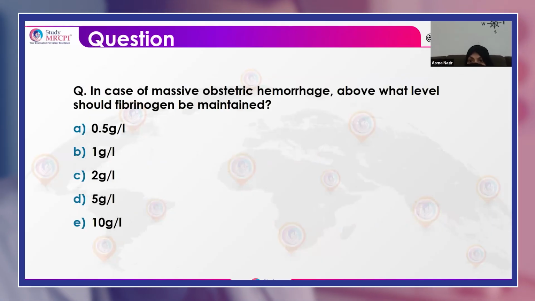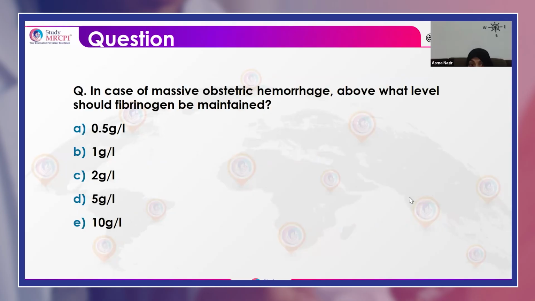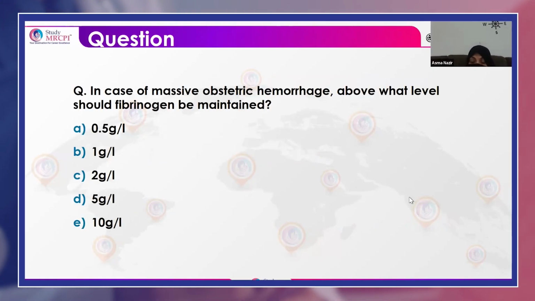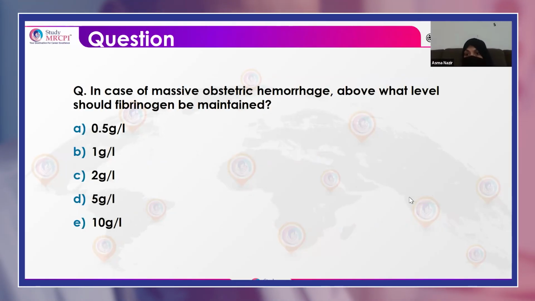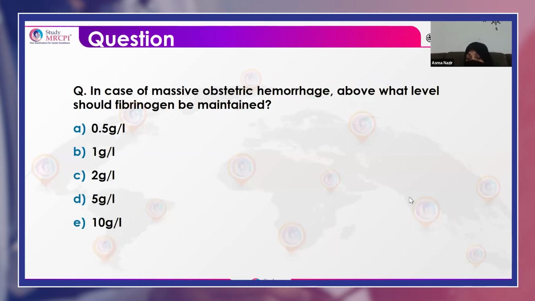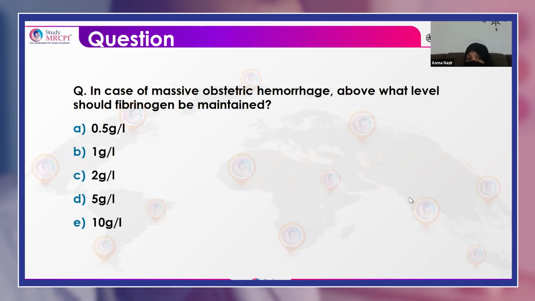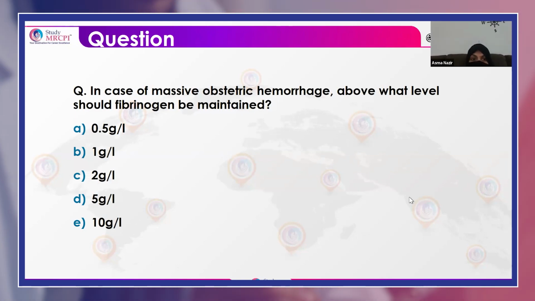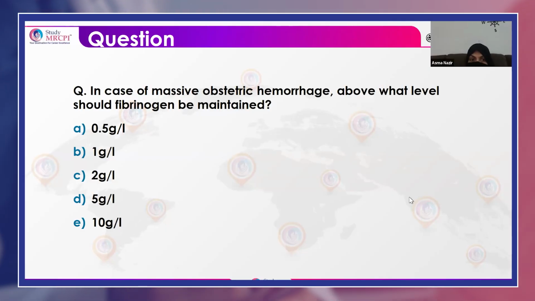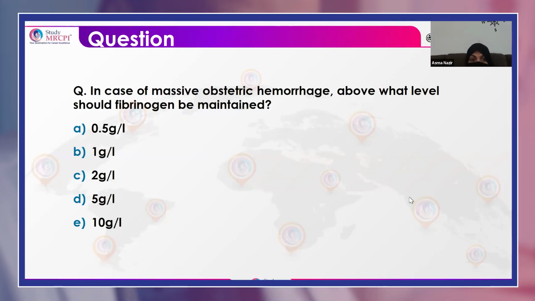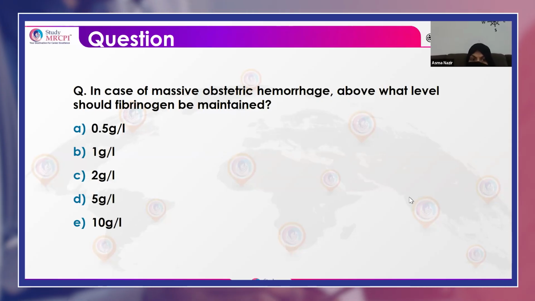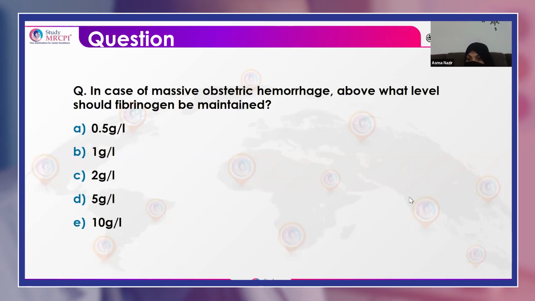Second question regarding this. In case of massive obstetric hemorrhage, above what level should fibrinogen be maintained? We have just gone through this in postpartum hemorrhage also, at what level we have to maintain the fibrinogen levels. Let's see the options. Option A is 0.5 gram per liter, B is 1 gram per liter, option C 2 gram per liter, D is 5 gram per liter, and option E is 10 gram per liter.